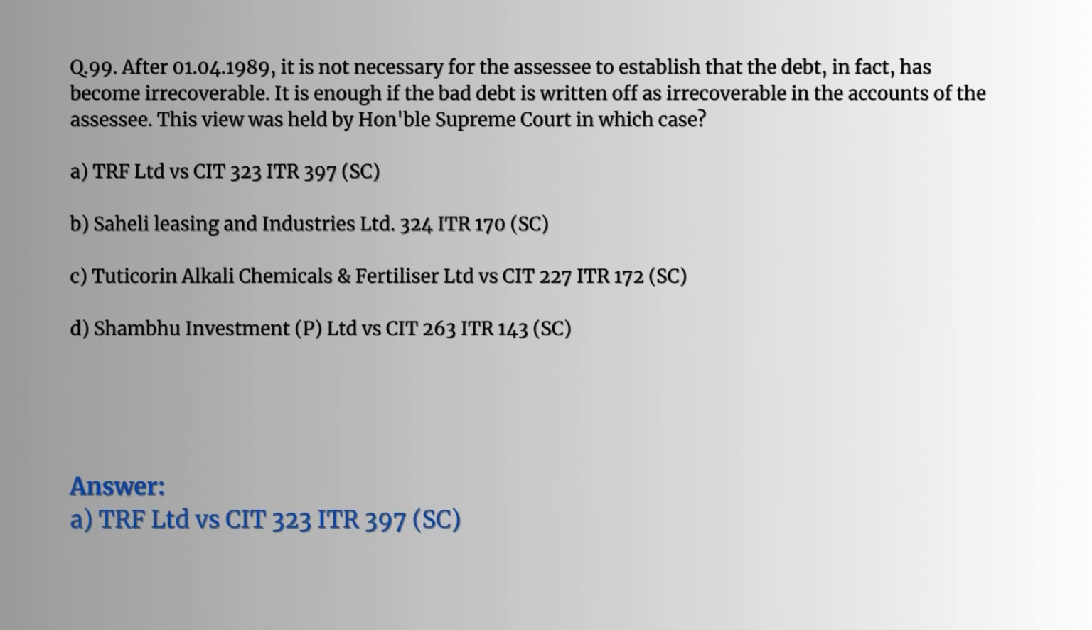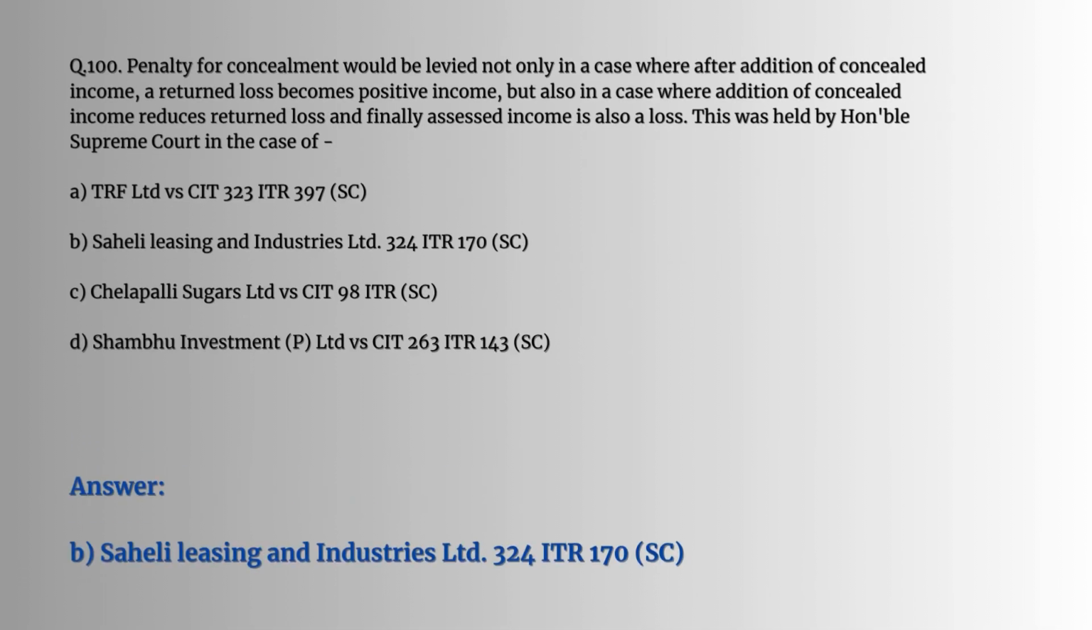Question number 99. After 1/4/1989, it is not necessary for the assessee to establish that the debt in fact has become irrecoverable. It is enough if the bad debt is written off as irrecoverable in the accounts of the assessee. This view was held by Honorable Supreme Court in which case? The answer would be A. TRF Limited versus CIT 323. Question number 100. Penalty for concealment would be levied not only in a case where after the addition of concealed income a returned loss becomes positive income, but also in a case where addition of concealed income reduces returned loss and finally assessed income is also a loss. This was held by Honorable Supreme Court in the case of B. Shahezada Leasing and Industries Limited.